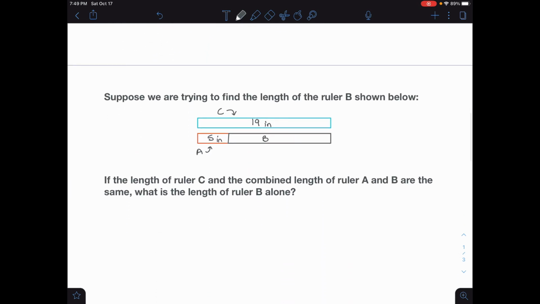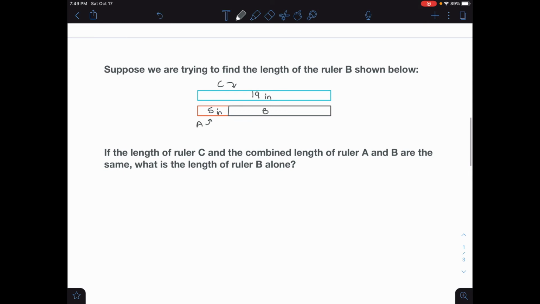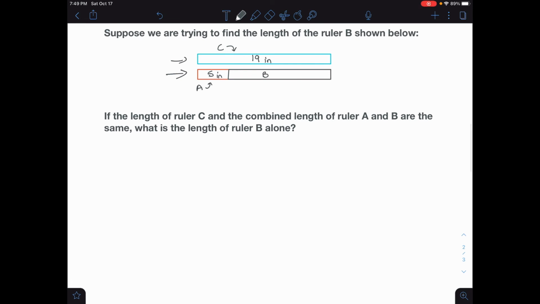So, here's an example of a question that uses this algebra. Suppose we're trying to find the length of ruler B. And these two rulers, in this case A plus B is one ruler, the rulers are equal to each other. So in equation form, it would be 19 is equal to 5 plus B.